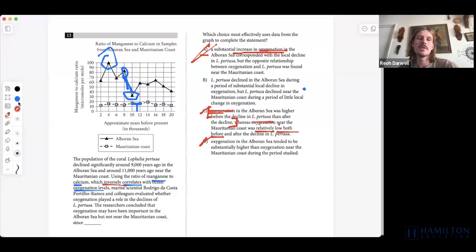All right. So the only answer choice that says we see correlation in the Alboran Sea, but no correlation in the Meridian coast, both of those being that, first sentence, second sentence, both saying that, is answer choice B.